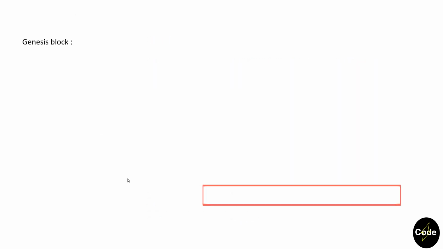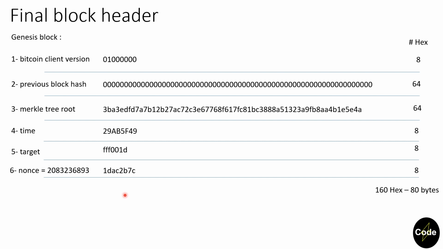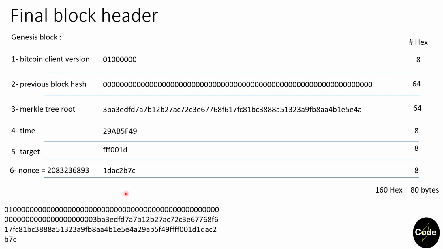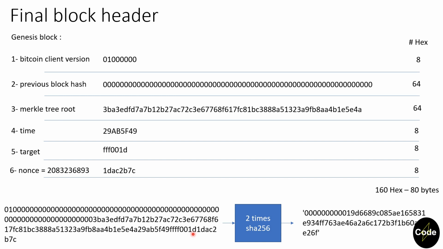So let's put all things together. We got the client version, and it should be 8 hexadecimal characters. We got previous block hash, that is 64. We got Merkle tree root. We got time, we got target, and we got the nonce that is reported for this block, and this is a number, and we convert that to hexadecimal, and we have 160 characters of hexadecimal or 80 bytes. So this is the final string combining all of this information. We apply 2x secure hash algorithm, and this is the output. And this output is lesser than the target that the system sets for us.